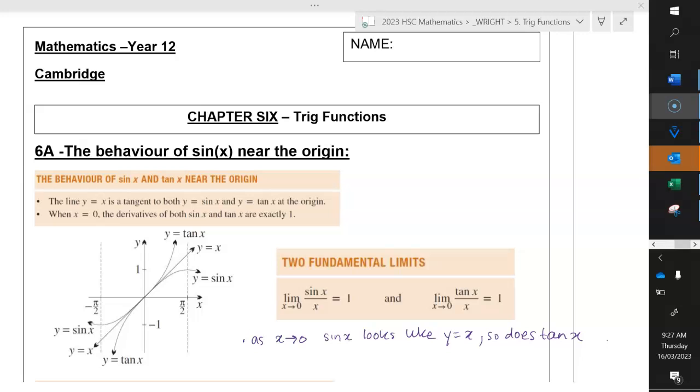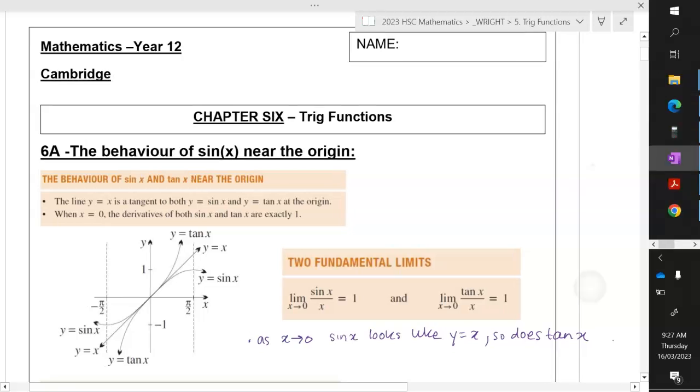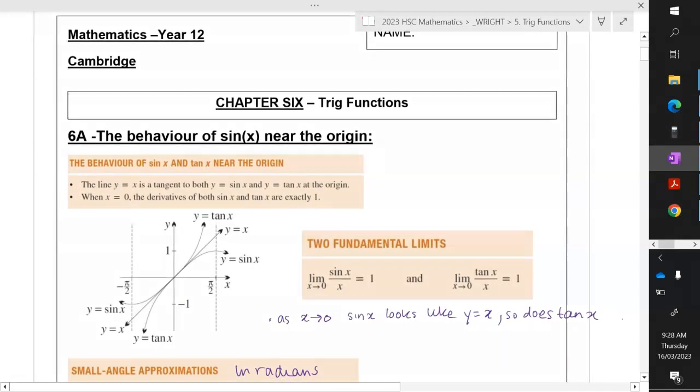Hi Year 12. Today we're studying our new chapter. It's chapter 6, it's trig functions, and we're going to start with 6A. We're going to have a look at the behaviour of sin x near the origin, a little bit of tan x, and see what happens with cos x as well.